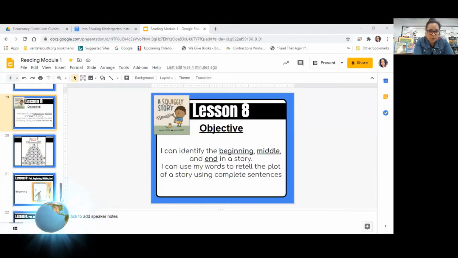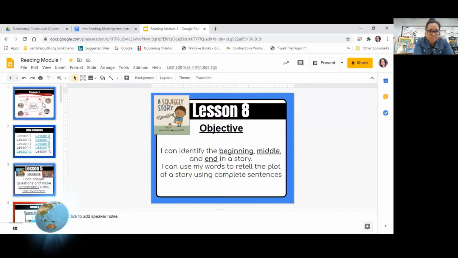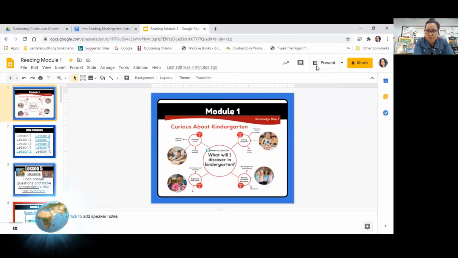Okay, so I'm going to start by sharing my screen to read one more time what the objective for this week is. And let me bring it all the way to the top and make it bigger. Hope everybody's doing okay.